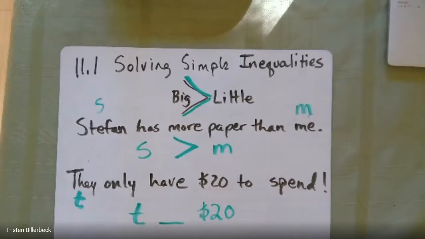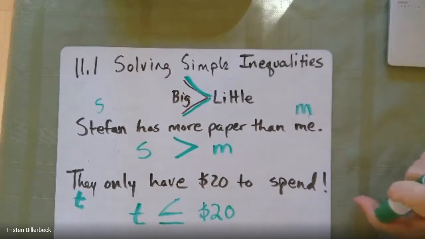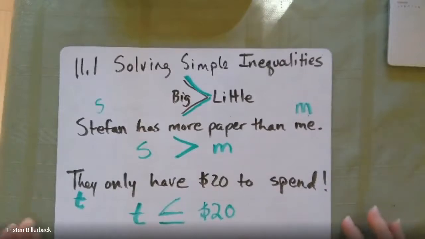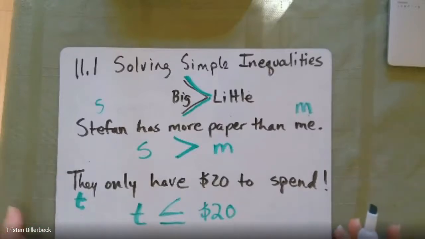Can they spend $19? Can they spend $18? Can they spend $10? Yes, they can spend anything less than $20. But they can't spend $21. They don't have it. They go into debt, what we always talk about when we're doing the negative numbers. So that is how we would use inequalities in our real life, quick shorthand to say something like they only have $20 to spend.